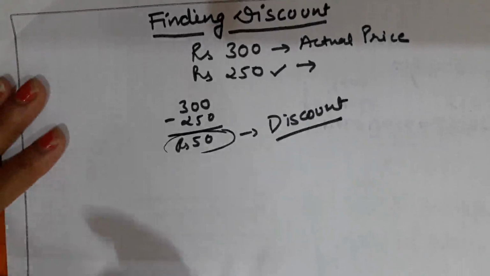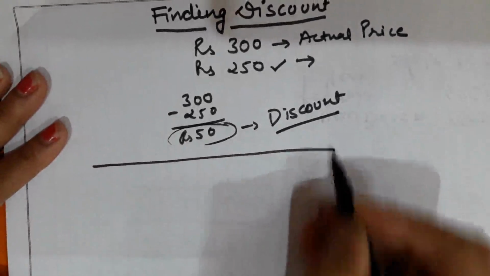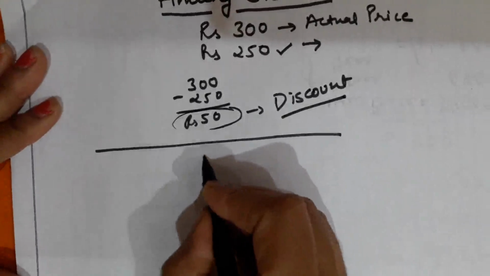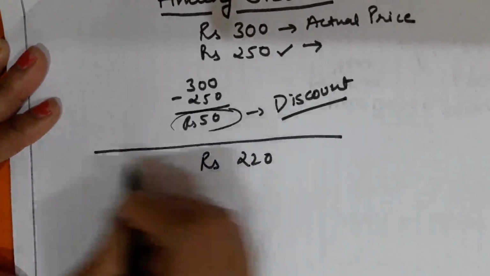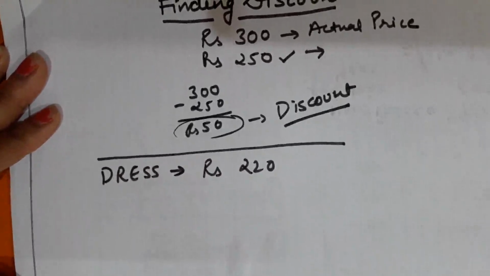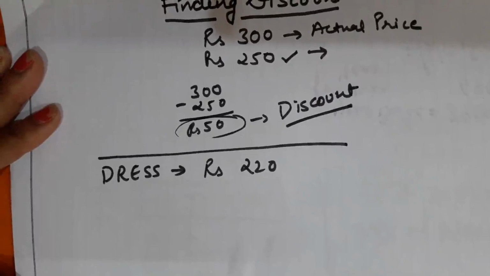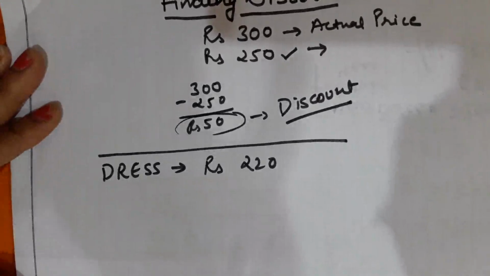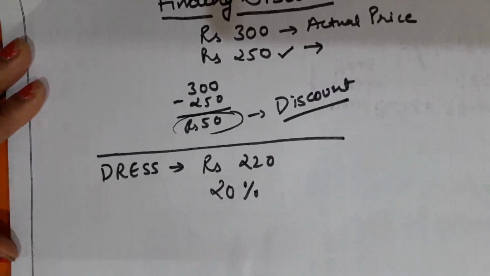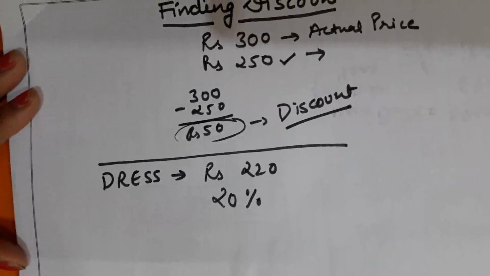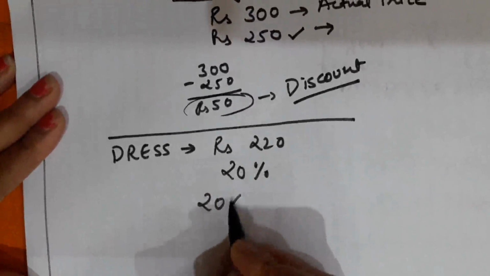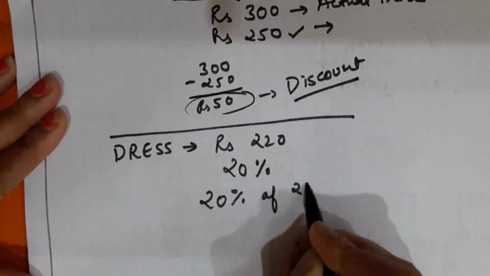Suppose, let's take another example. Suppose your dress price is rupees 220 and the shopkeeper is saying that he is giving 20% discount. So first of all you need to calculate what is 20% of 220.